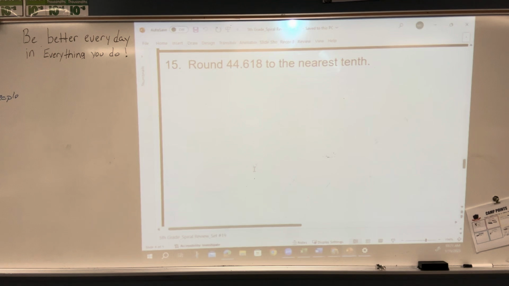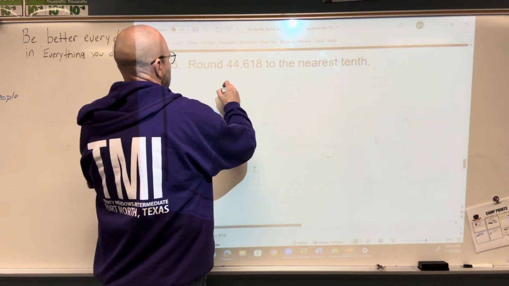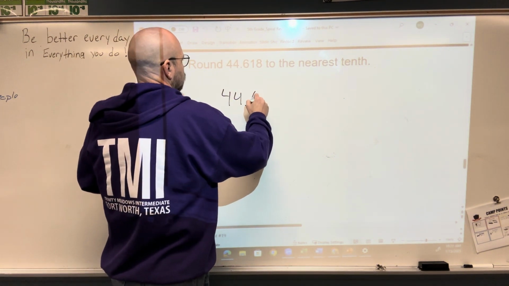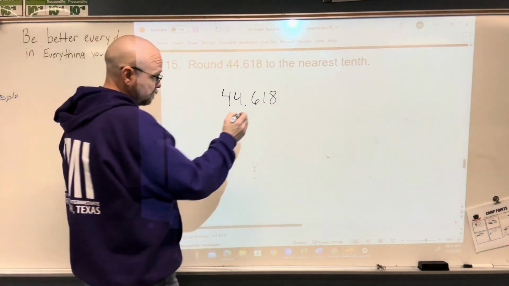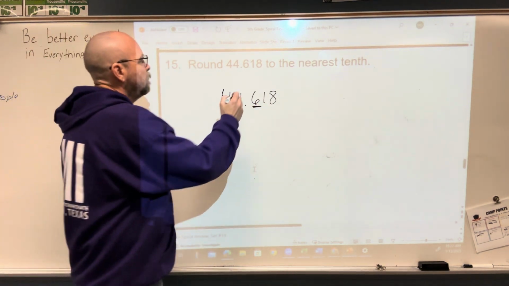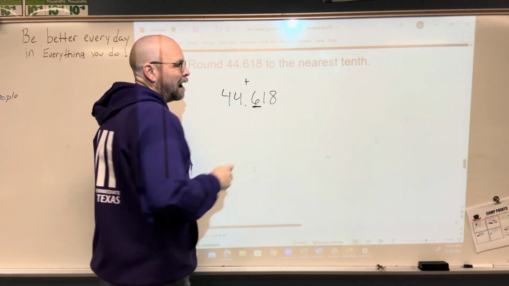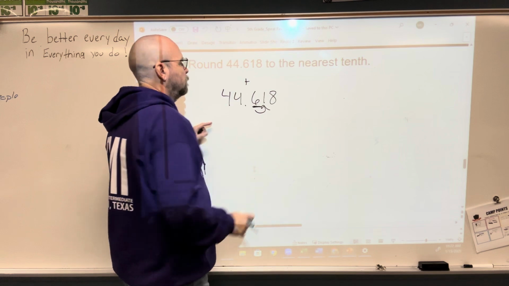Spiral Review 19, problem number 15. Round 44 and 618 thousandths to the nearest tenths. We're rounding to the tenths place, so we have to know our place values. The 6 is in the tenths place. I am either going to add 1 or add 0 to the 6. I determine that by looking behind it.